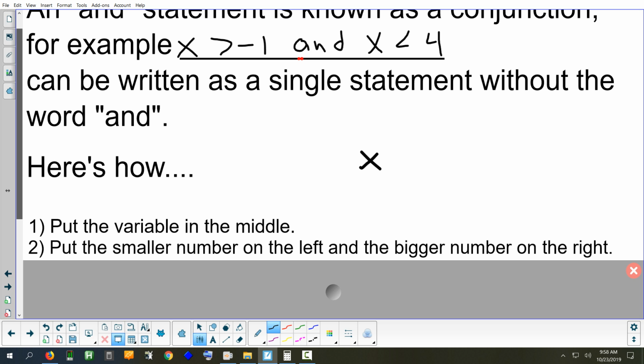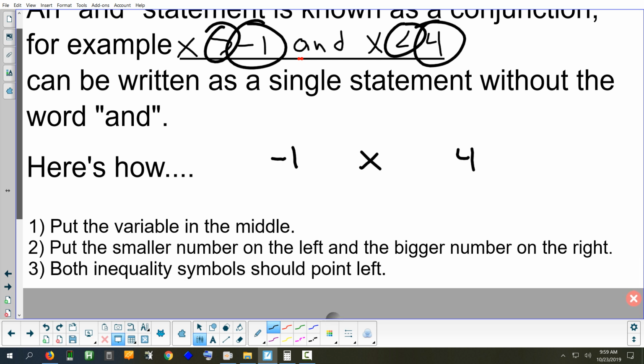Okay, so look at the 2 numbers. Out of the 2 numbers I circled, can somebody tell me which one is the smaller one? -1. Put the smaller number on the left. Put the bigger number on the right. What's the bigger number? 4. And we're almost done, but we don't have any symbols in there yet. Okay, we gotta put in 2 symbols. When you write it as a conjunction, you had 2 symbols. One here, one here.